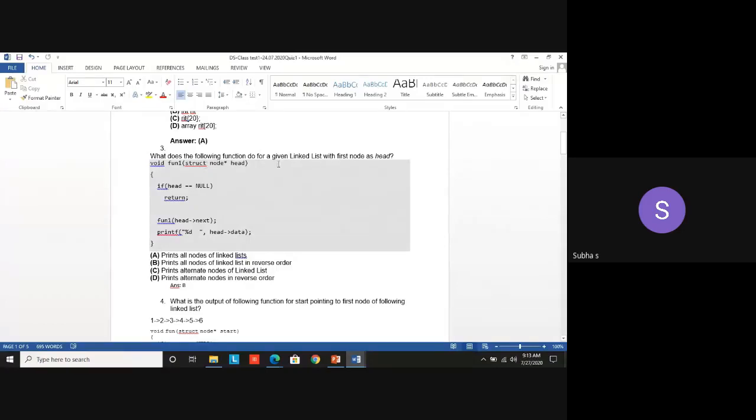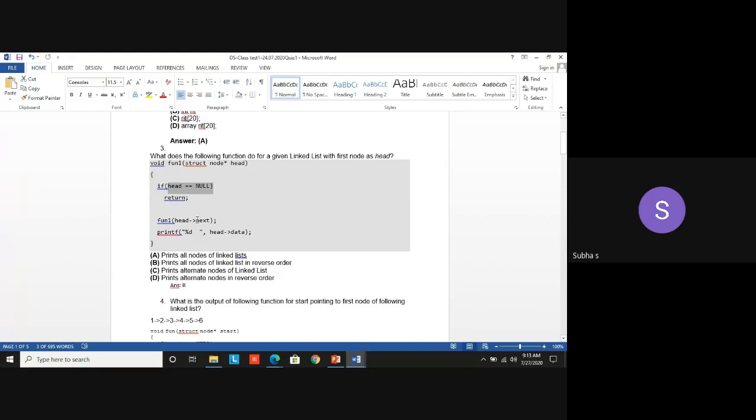What does the following function do for a linked list with first node as head? I'm using one function, struct node star head, because head is a pointer. If head equal to null, it means there is no node at all. Head arrow next normally points to the first element. So if head equal to null means no element at all, return. Else part means that you are going to the next one.